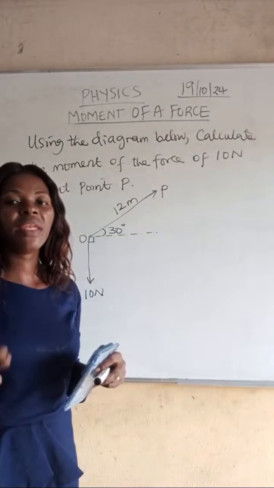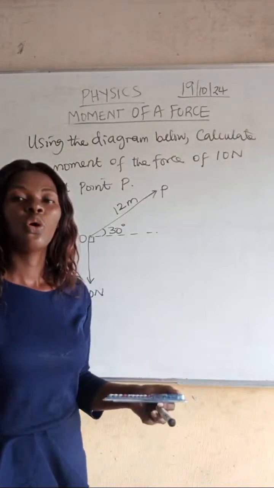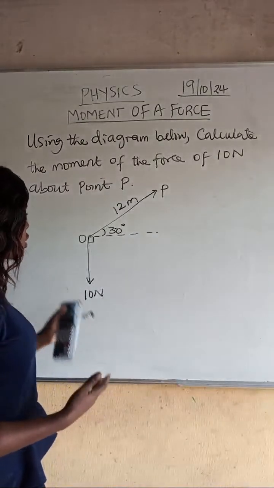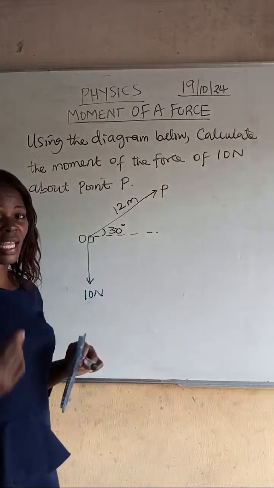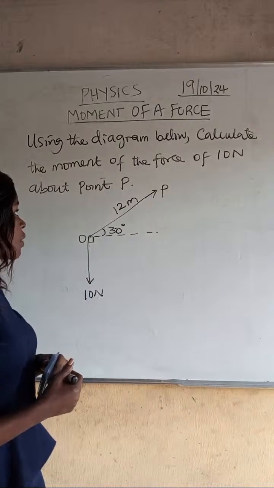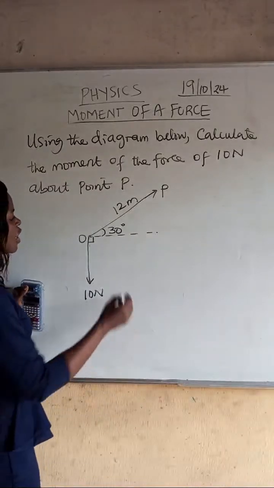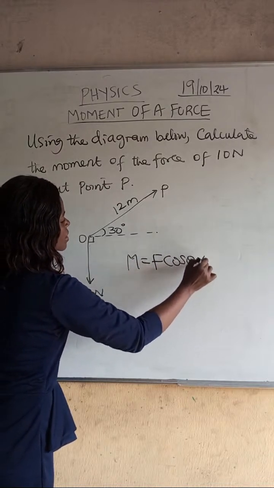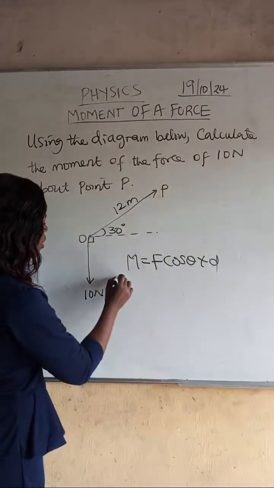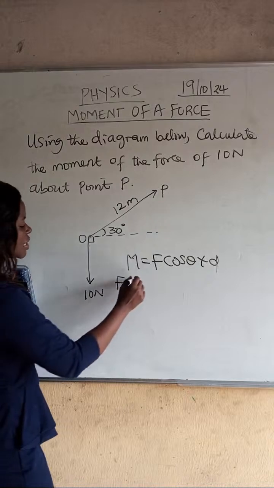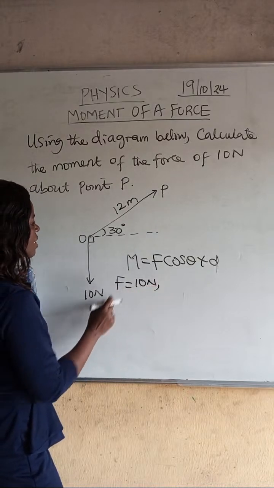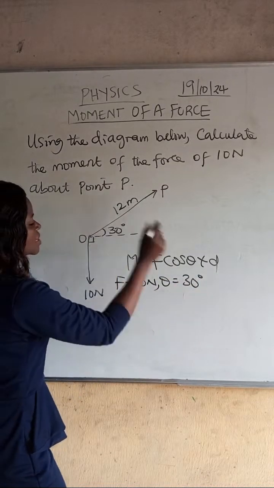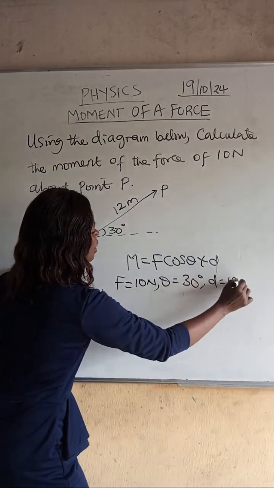I told you, when a force is inclined, we make respect to the horizontal and vertical components. From this question, we can see that this force of 10 Newton is inclined at an angle of 30 degrees to the horizontal. So to get the moment, the moment is equal to F cos theta times distance. What is my F? My F is 10 Newton. What is my theta? That is the angle, 30 degrees. What is my distance? My distance, D, is 12 meters.